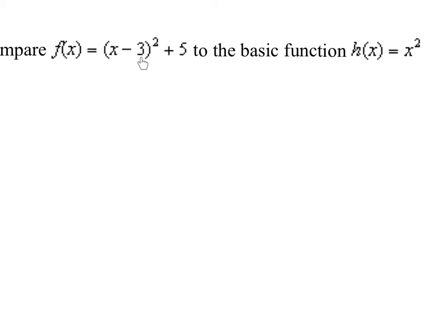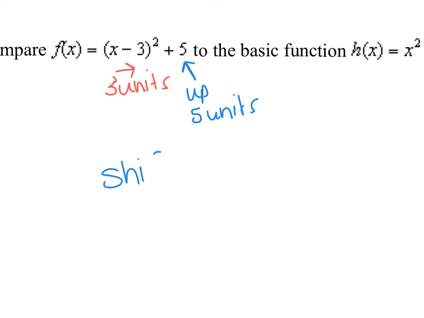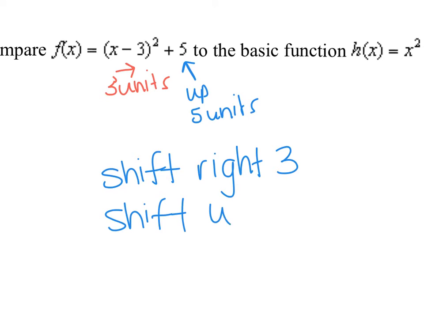This is my left to right shift. This is my up and down shift. If I have x minus 3, that's actually going to be a shift to the right 3 units. If I have a positive 5 on the outside, that's going to be a shift up 5 units. So what are the translations? The translation is a shift right 3 units because of the negative 3, and a shift up 5 units.